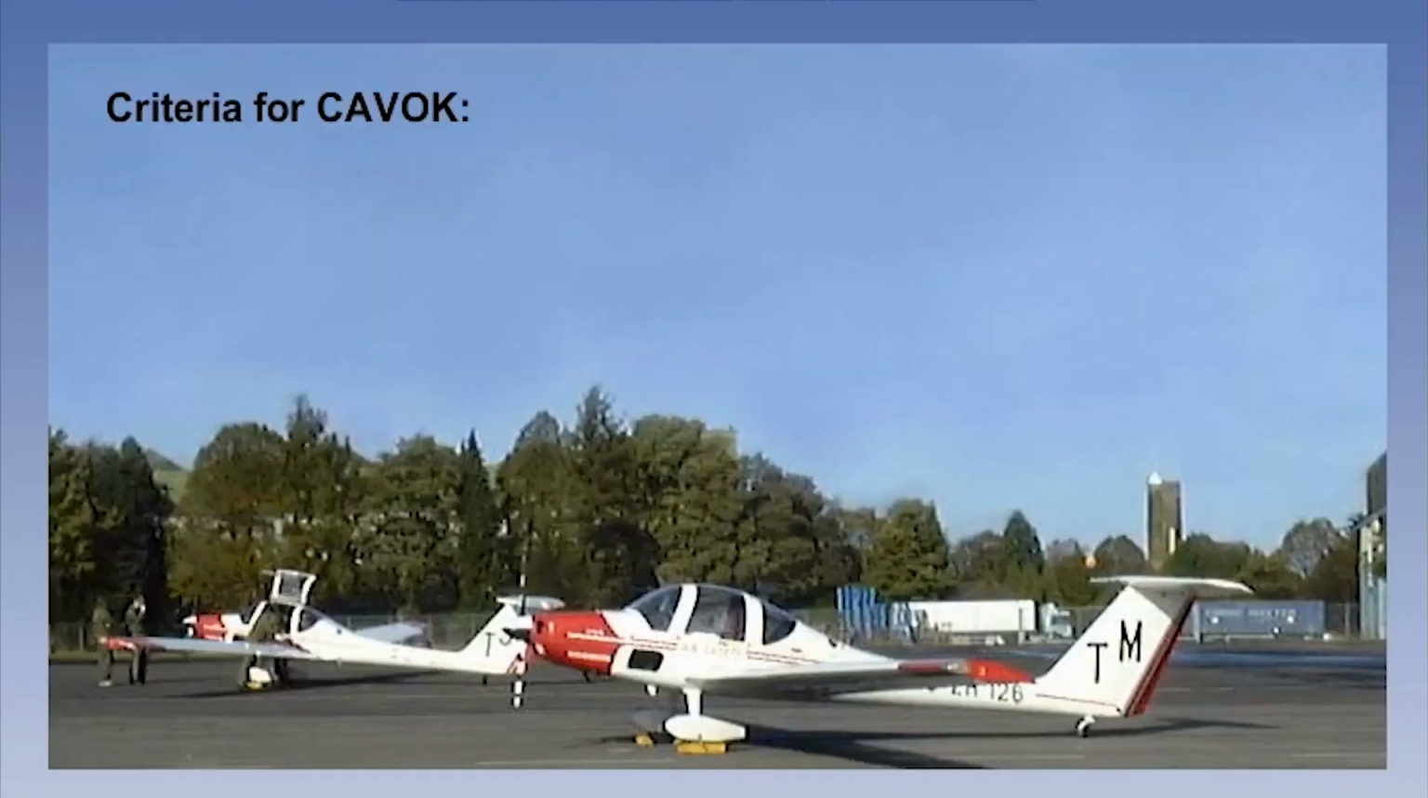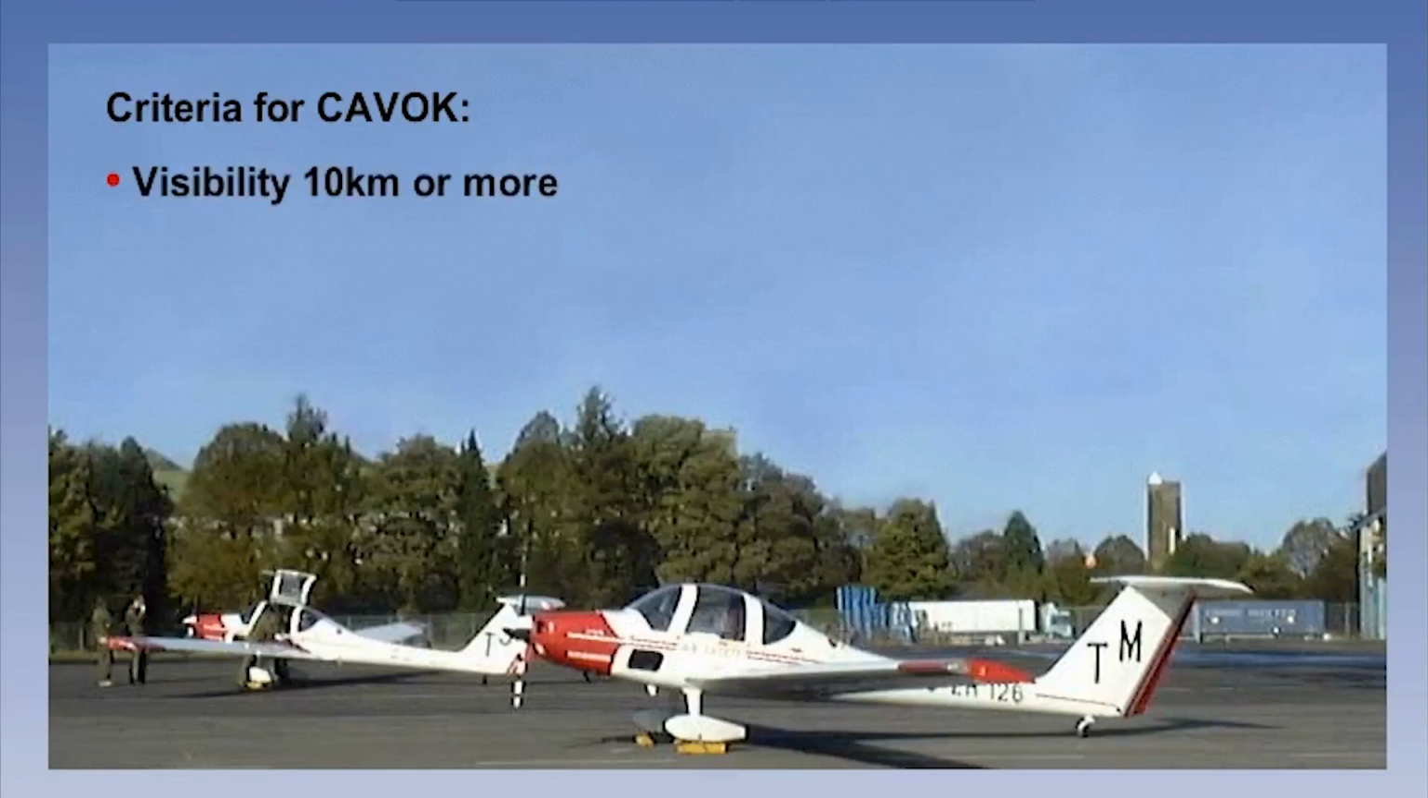The term CAVOK is frequently used in the METAR code to denote that cloud ceiling and visibility are OK. If CAVOK is used, it will appear in place of visibility and cloud codes. There are 4 criteria which must be met in order for CAVOK to be used.